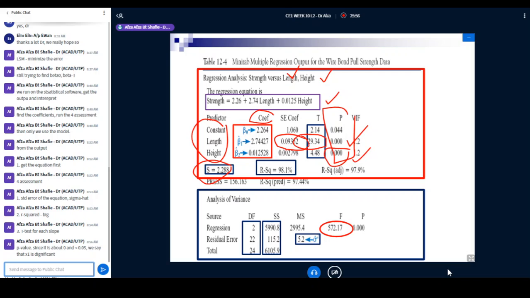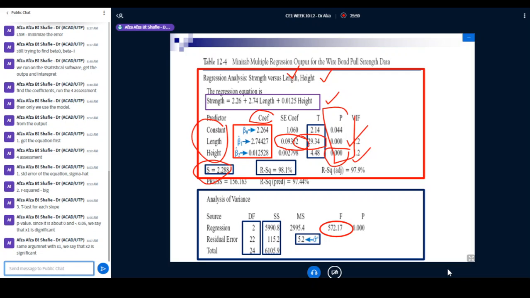x2 is significant. That means x1 and x2 are important in this relationship. Let's say, for example, the p-value is equal to 0.06. So 0.06 is greater than 0.05, so we fail to reject the H naught. For that reason, the height is actually not significant. So if you have 10 coefficients, you have to do this for each individual one, to decide which is important and which is not important in that particular equation.